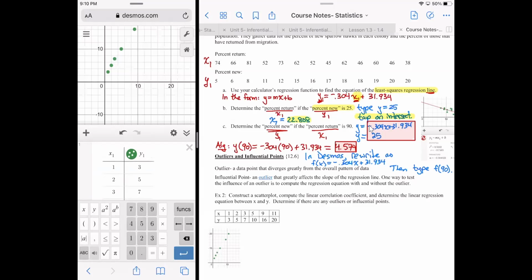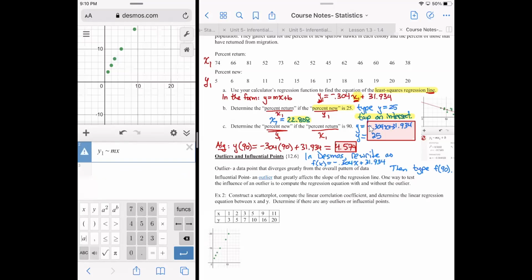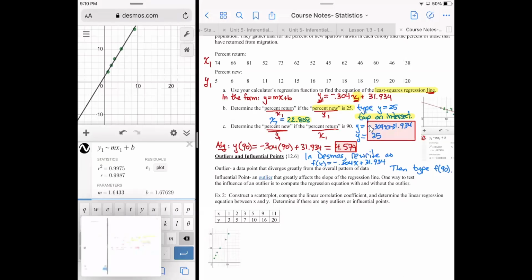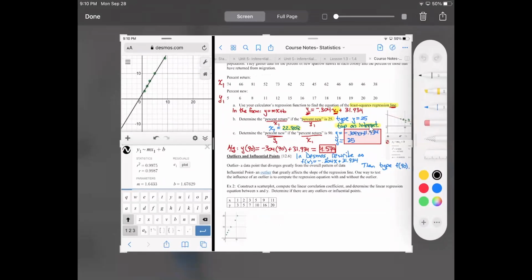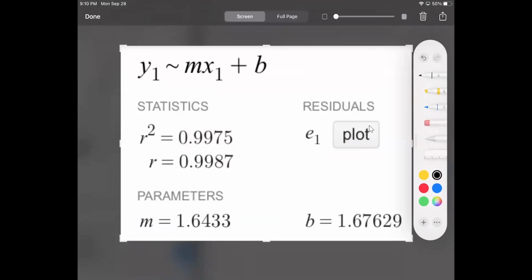It's Y1 and X1. So Y1 tilde m x1 plus b. It gives us the line, it gives us the R squared value. Now this is asking specifically for the linear correlation coefficient. So we're kind of stuck with that. It's asking us for the R value, not the R squared, even though we would prefer to work with the R squared. But that's fine. We do what we're told here.